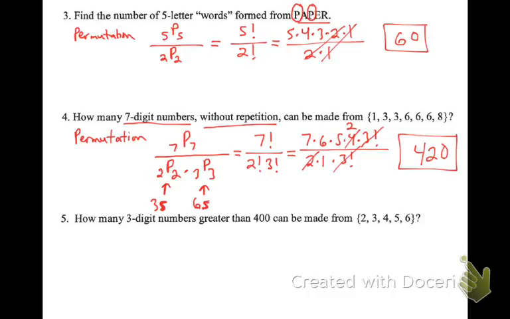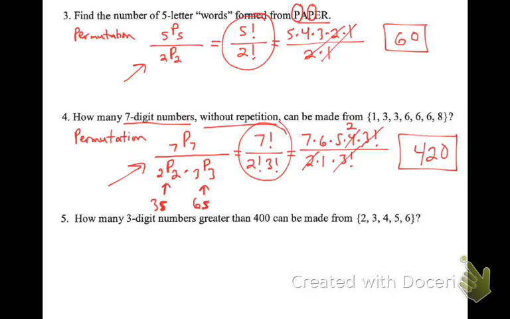Okay, so for these ones, like number 2, number 3, and number 4, where you're asked to find how many 5-letter words or 7-digit numbers and so forth, you could write these using just the factorials. That would be completely fine if you want to start right there, because that's typically how you would approach that in some cases. But I just wanted to point out that it is essentially a permutation problem.